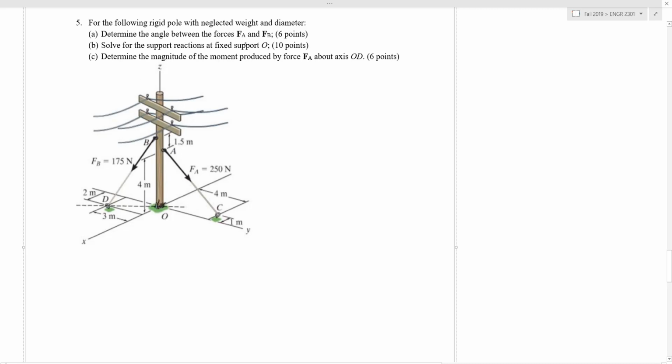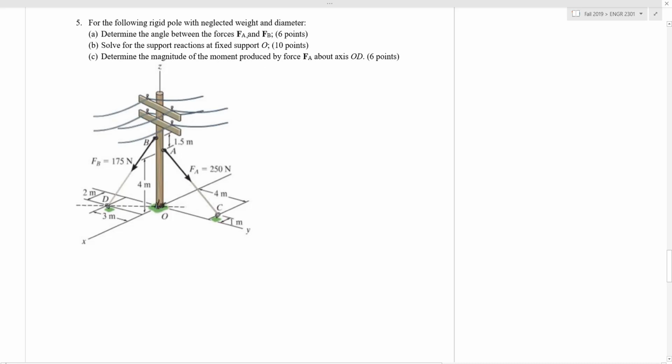First, the angle between the two forces FA and FB. B, we need to solve for the fixed support reactions at this point right here. And C, we need to determine the magnitude of the moment produced by force FA about an axis OD. So in order to do any of these, we need to represent the two forces as Cartesian vectors, and we're going to do our Cartesian calculations.